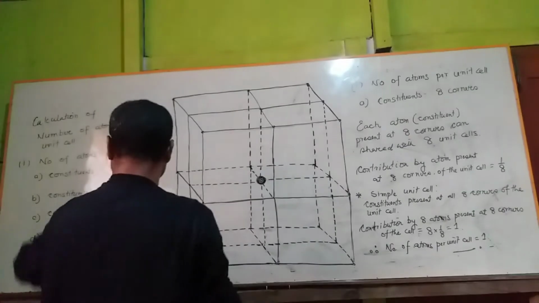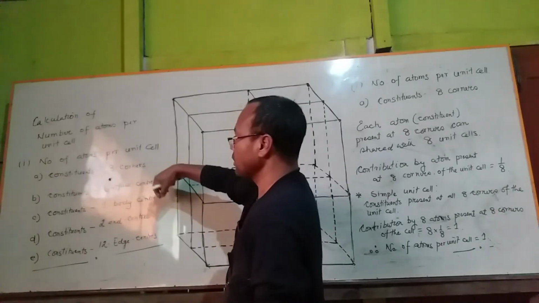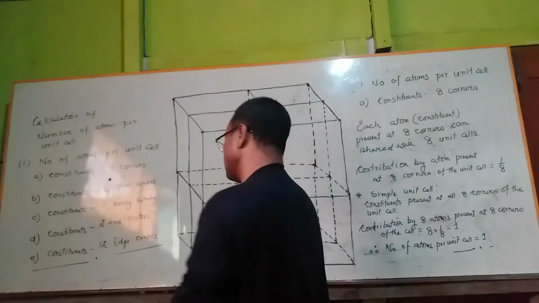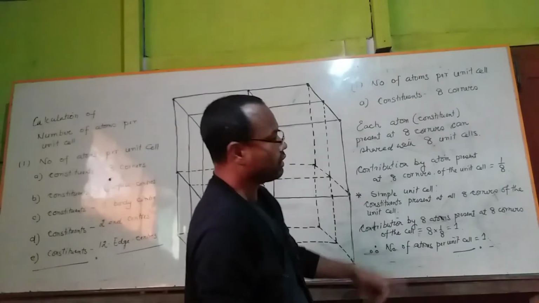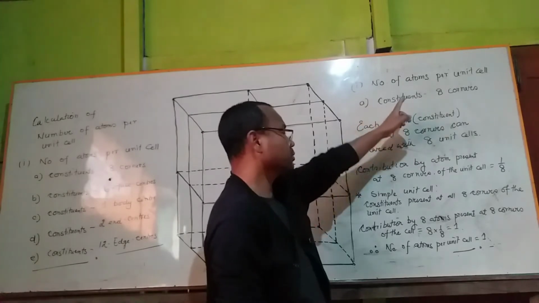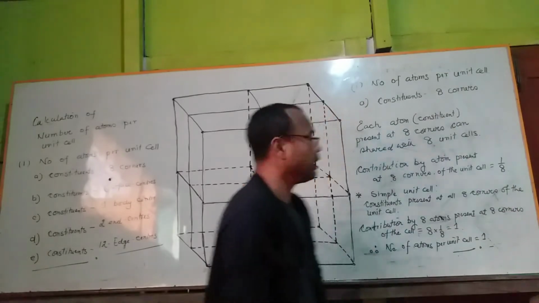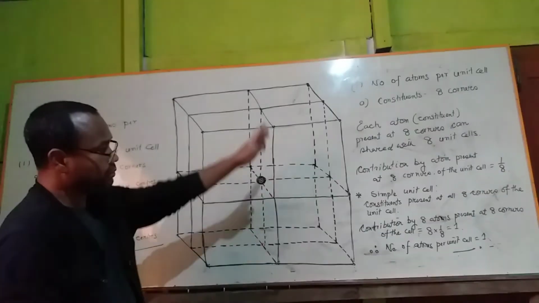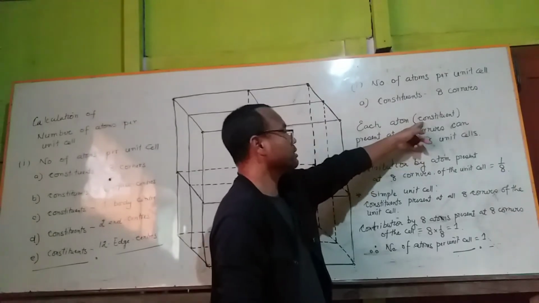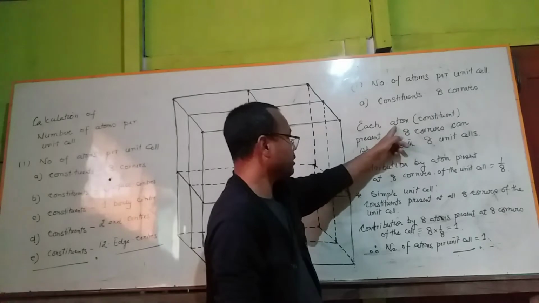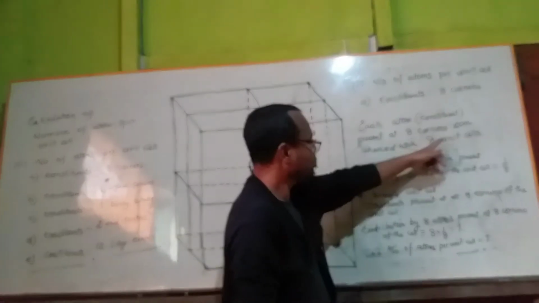So we can calculate the number of atoms per unit cell for the different positions where the constituents are present. Now I start from number 1. Let us find out the contribution when the constituents are present at the 8 corners. I show a very simple diagram. Before that, let me read this sentence: an atom present at the 8 corners is shared with 8 unit cells.